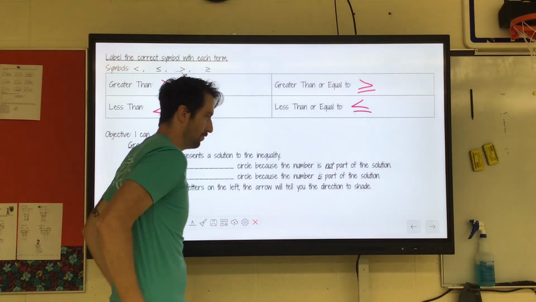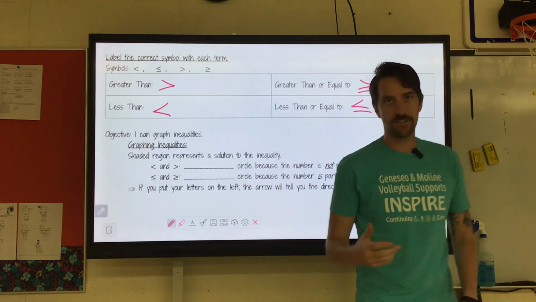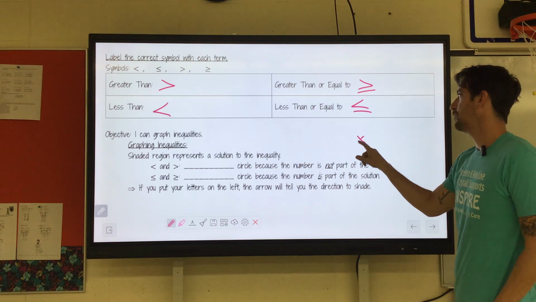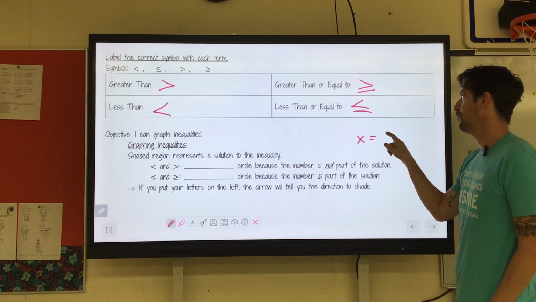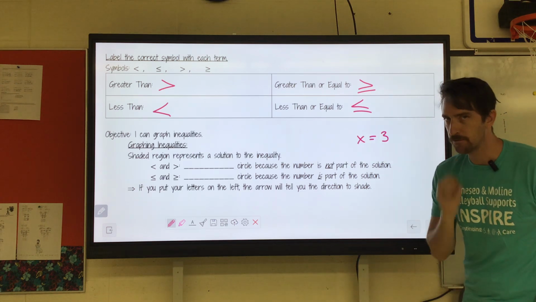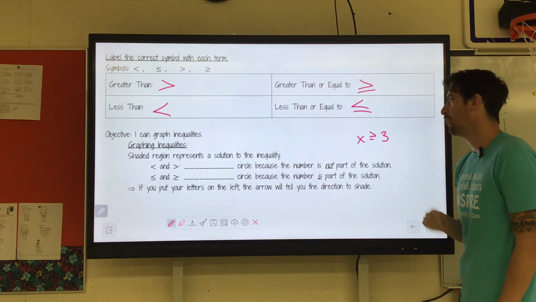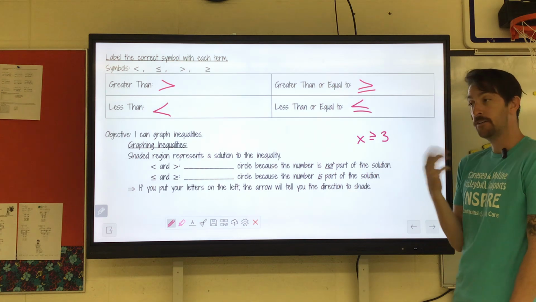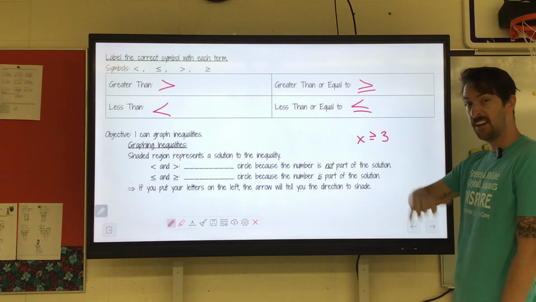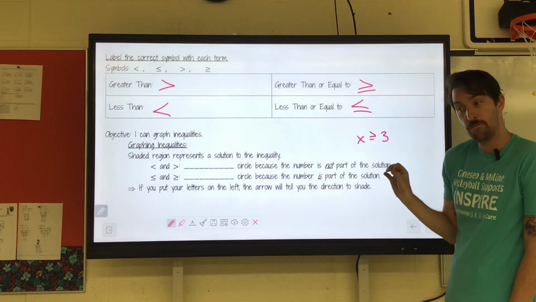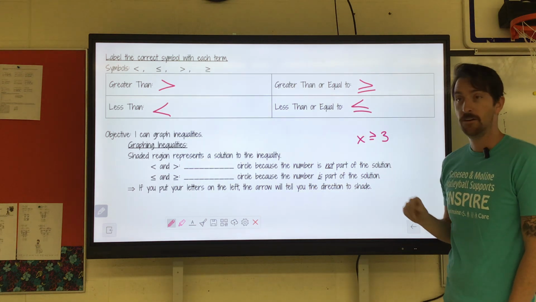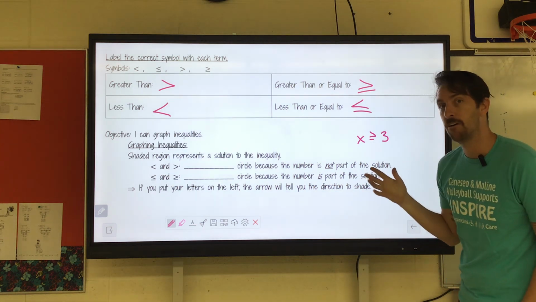Okay, so in the equation unit, you just got a solution like x is 3, right? It was one single solution. Now you're going to get things like x is greater than or equal to 3. So it could be 3, but it could also be anything that's larger than 3. It could be 3.00008 or 500 million. All of those are included.